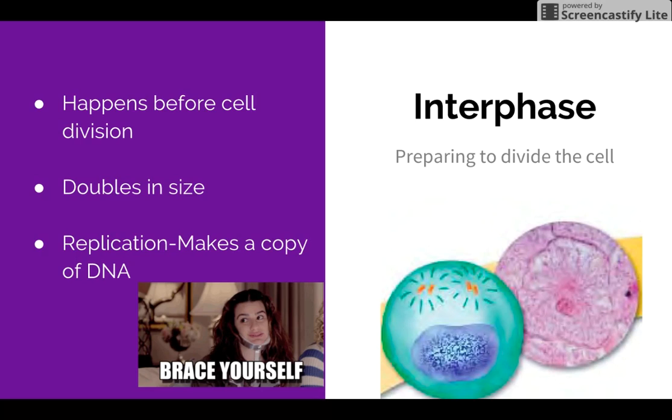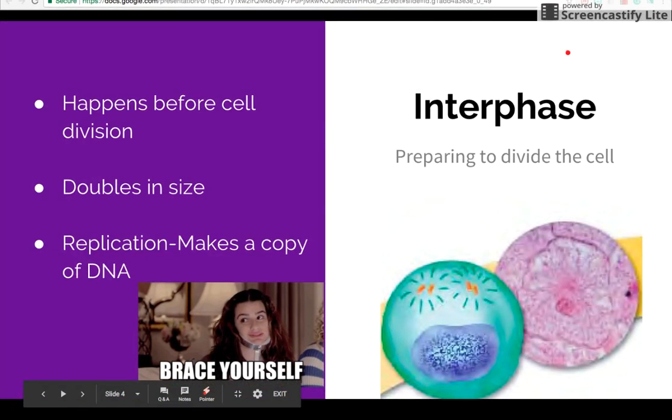This happens before the cell division. It doubles in size, it's growing, it's preparing for division. The replication is happening, it's making copies of DNA. Just like when I pass out papers to my students, I make copies of the one paper to give to everyone. I want everybody to have the same information, so I make copies of it. DNA is the information of the cell, so they have to make copies. So it is bracing for division.